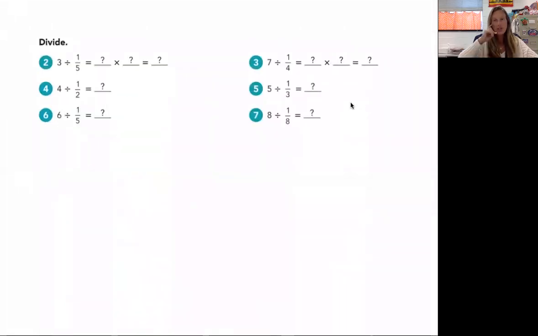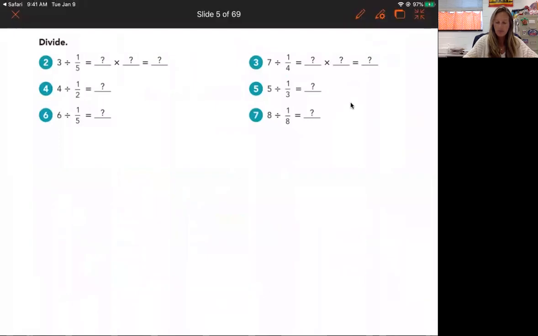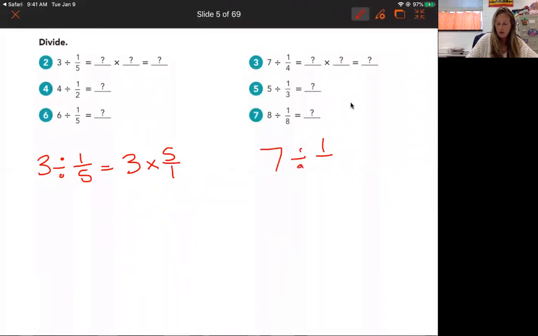Okay, so here we just have some problems without a word problem. So if I have 3 divided by 1/5, that's the same thing as saying 3 times 5/1, which is 15. If I have 7 divided by 1/4, that's the same thing as saying 7 times 4/1, which is 28. Remember, when you multiply fractions, you just multiply straight across. If you have a whole number, you can put a 1 underneath.